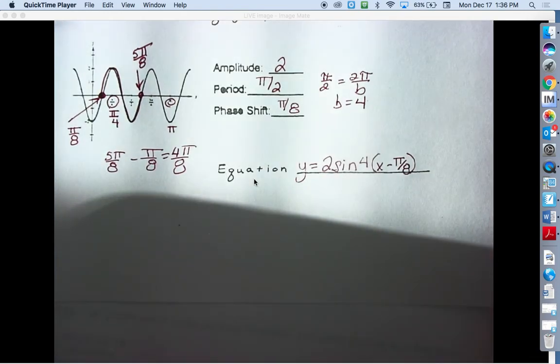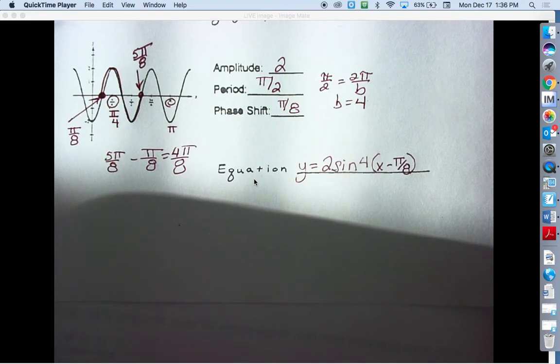This doesn't have a d value because it's not shifting up or down. So we don't have a +5, a +2, a -3. There is no sinusoidal axis. It's just at y equals 0. So 2 sine 4, because 4 was b since the period was pi over 2. And then x minus pi over 8.